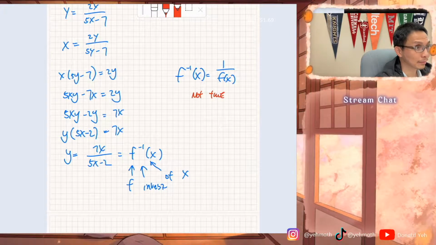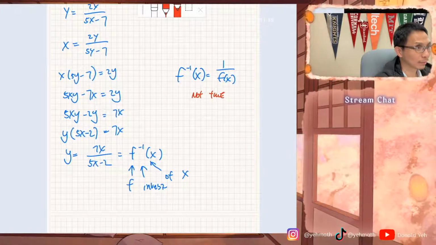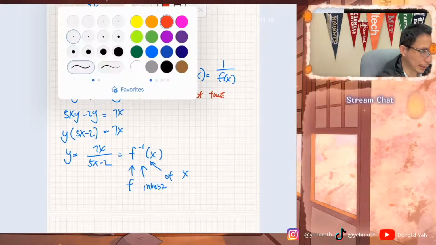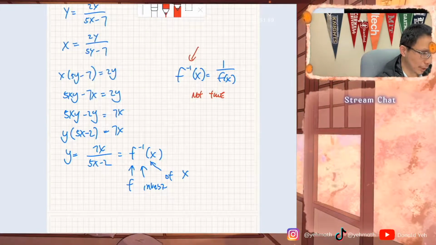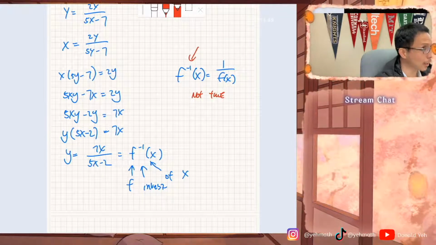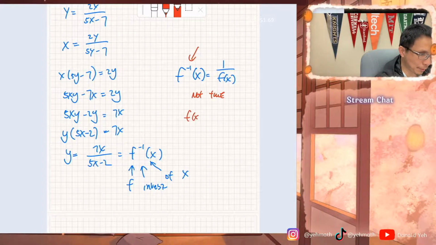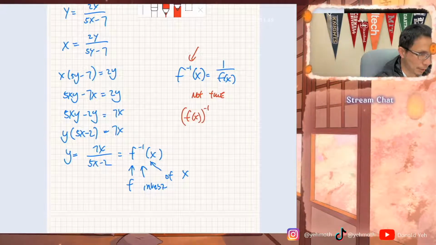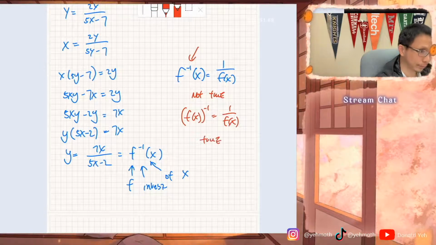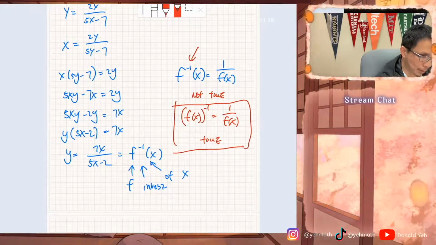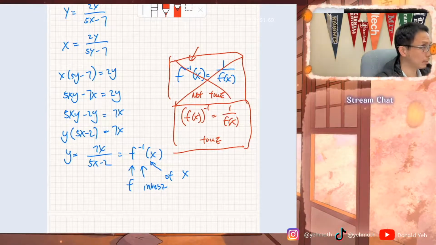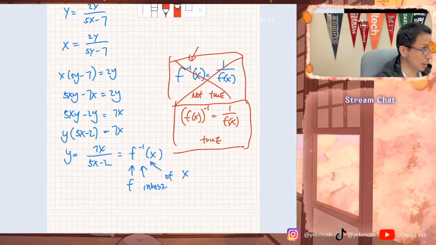So if you want 1 over f of x, you write it as f of x to the negative 1 power, then that's 1 over f of x. This is a true statement. This is bad. Just notice the difference.